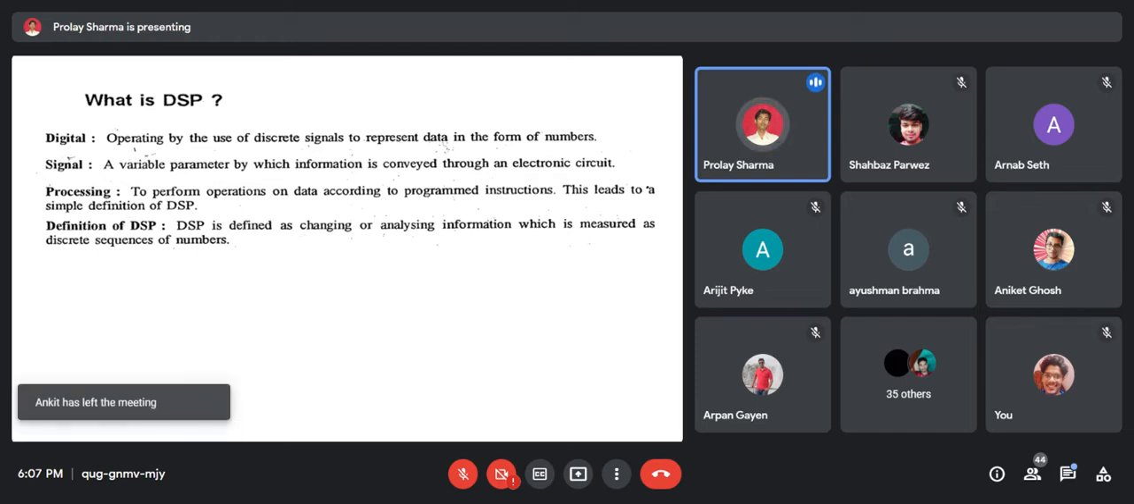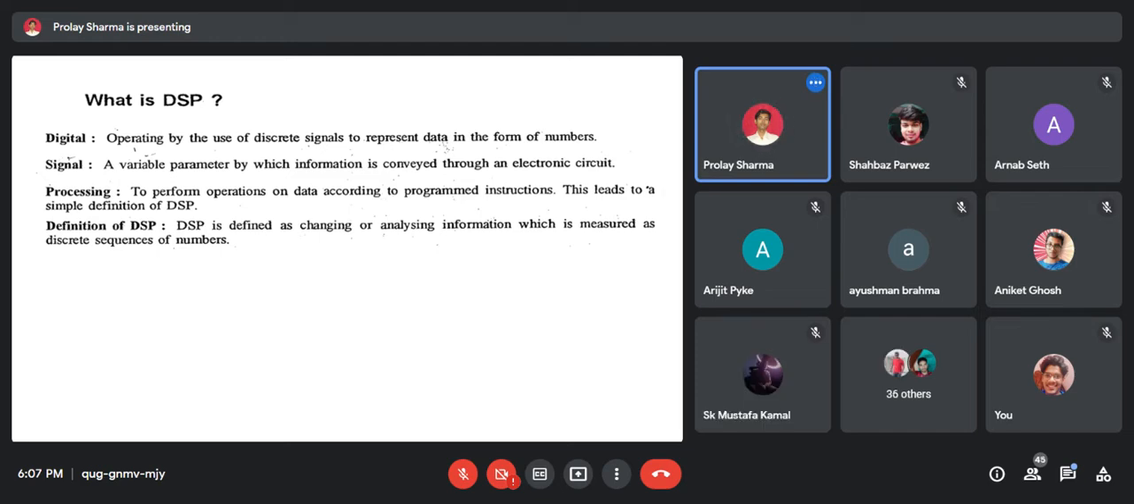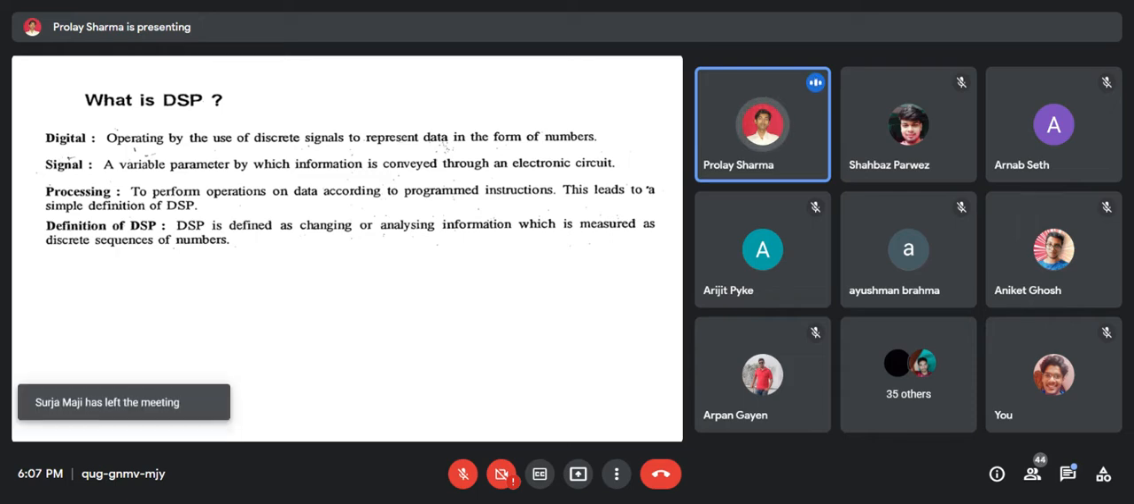So this semester we will learn digital signal processing. In short, it is called DSP. The subject consists of three terms: digital, signal, and processing. What is digital? Digital means discrete; the signal is represented by discrete numbers.